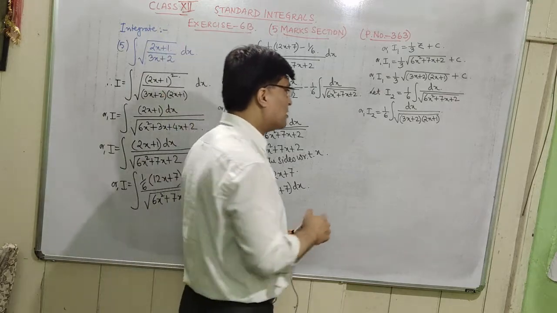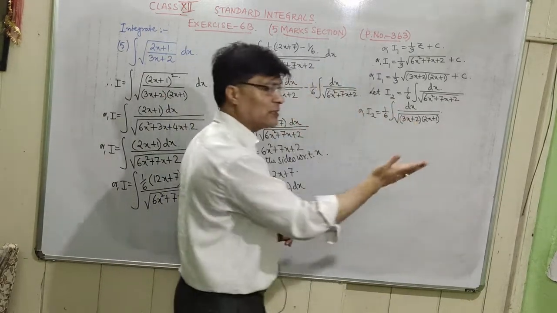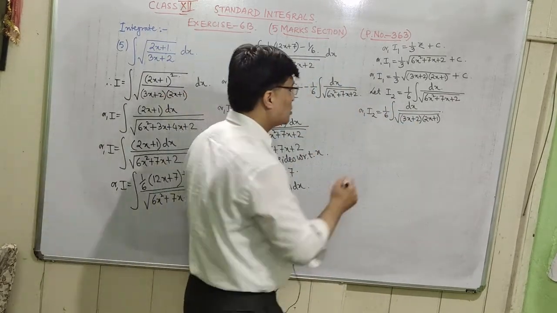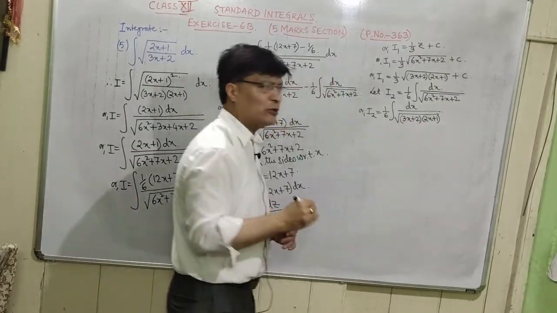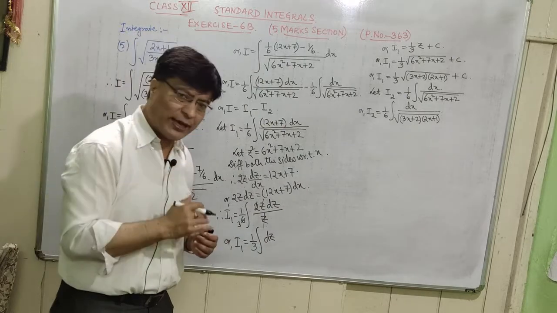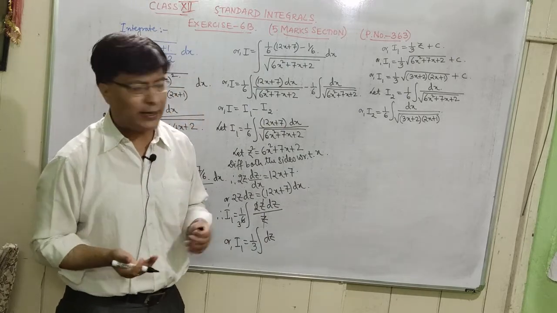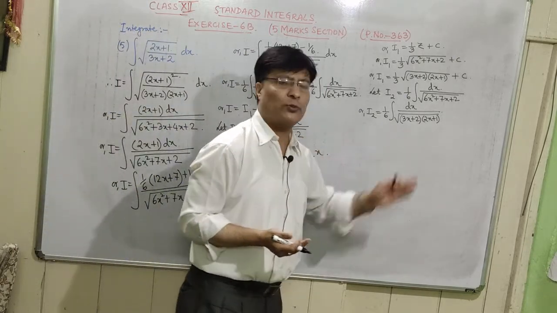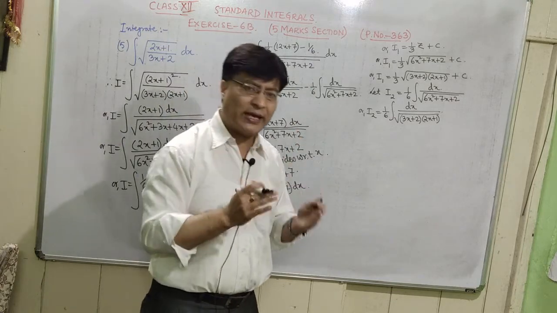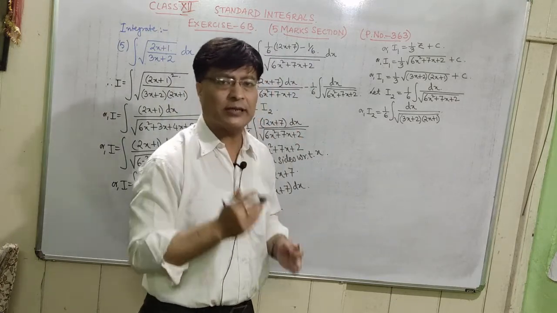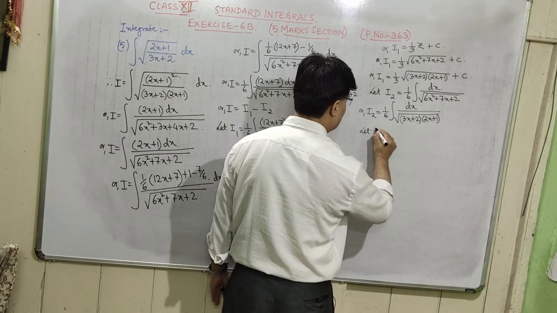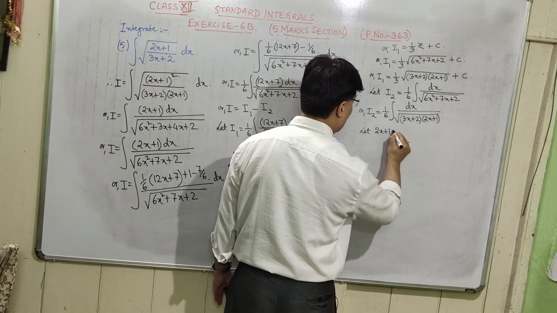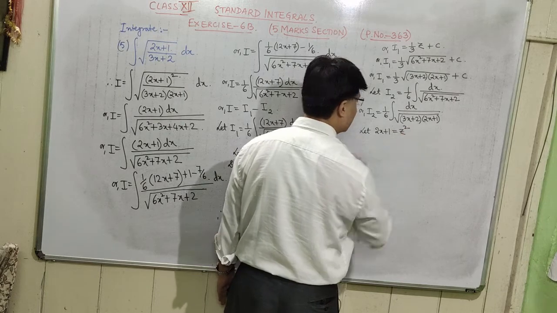Okay? So let us assume any one of the factors as z square. Let us assume 2x plus 1 as z square. You may assume 3x plus 2 is equal to z square also, or you may assume 2x plus 1 is equal to z square. So any one of the factors can be assumed as z square. So let us assume 2x plus 1 as z square.